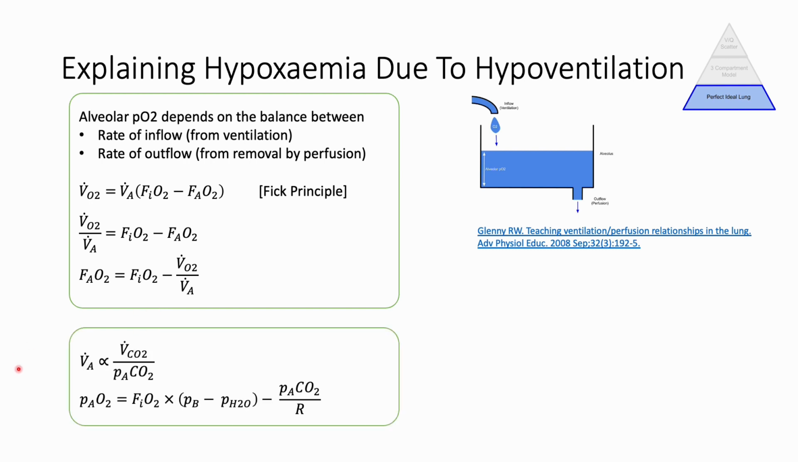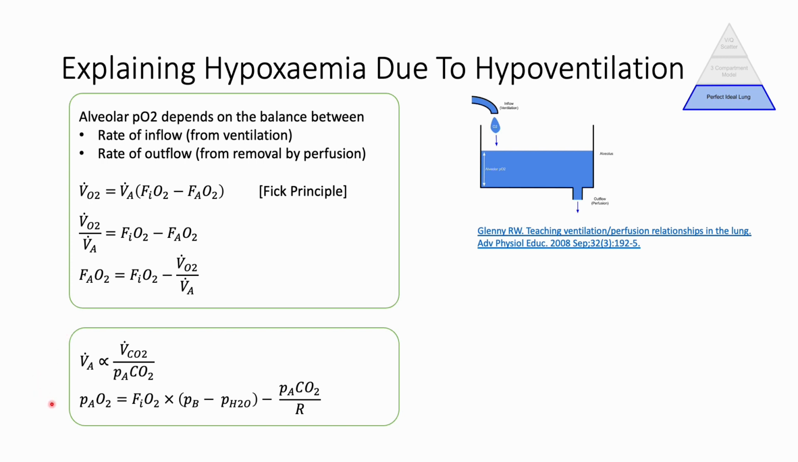The second method is to use the alveolar ventilation equation, where we know that the alveolar minute ventilation is inversely proportional to the alveolar PCO2. So if minute ventilation halves, then alveolar PCO2 is going to double. And we can see that if the alveolar PCO2 increases, then in the alveolar gas equation, this is going to cause the alveolar PO2 to reduce and lead to hypoxaemia.